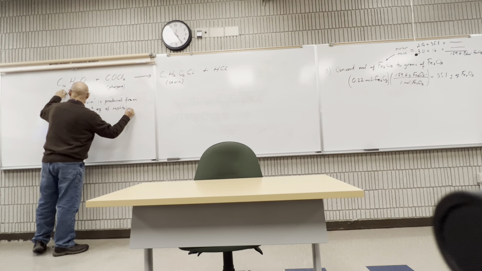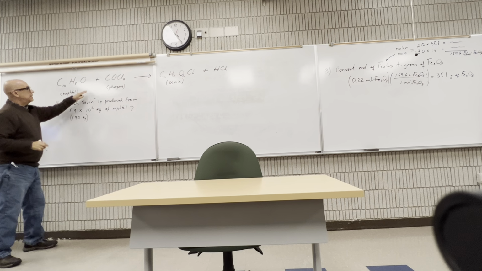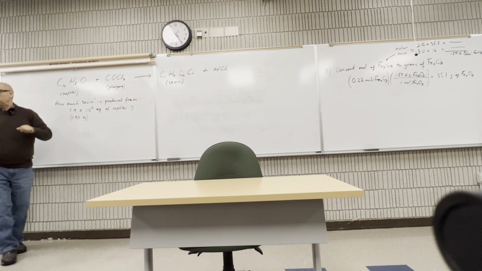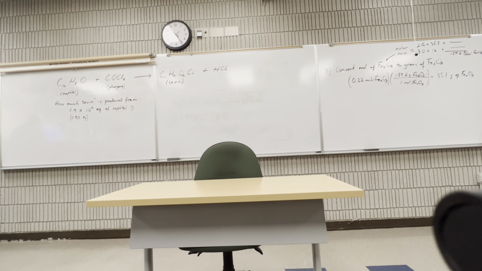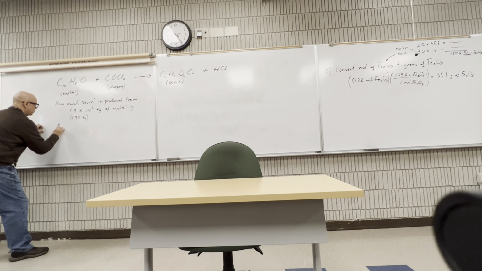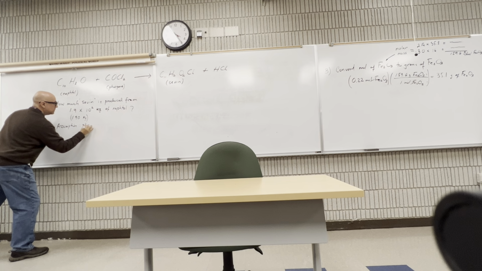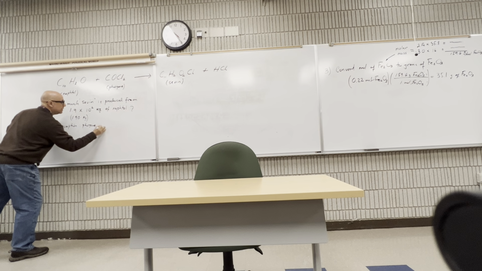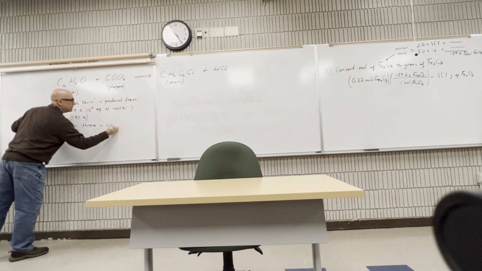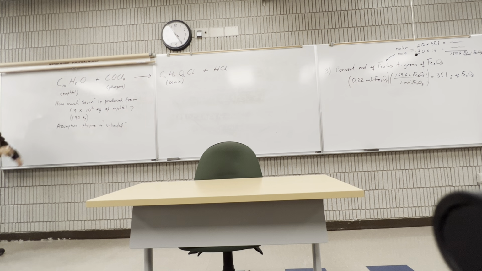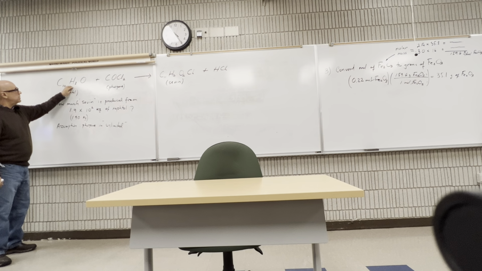Now, assume unlimited phosgene. So we're going to assume that we don't have a limitation on the amount of phosgene. Assumption: phosgene is unlimited. We're not even going to think of an amount. We're just going to ignore it. We're going to go with the stoichiometry of this.